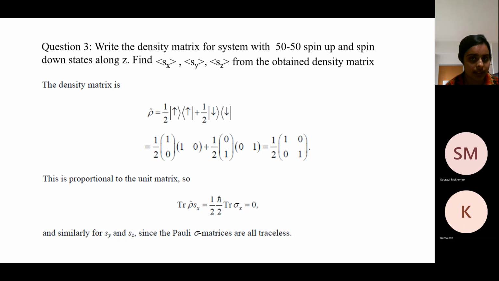Now what happens to Sz? It has half probability of being in spin up, half probability of being in spin down. So when it is in spin up, what is the corresponding Sz value? Think that your system is in spin up state. So what is the corresponding spin value, Sz value? What is the Sz value corresponding to spin up state?